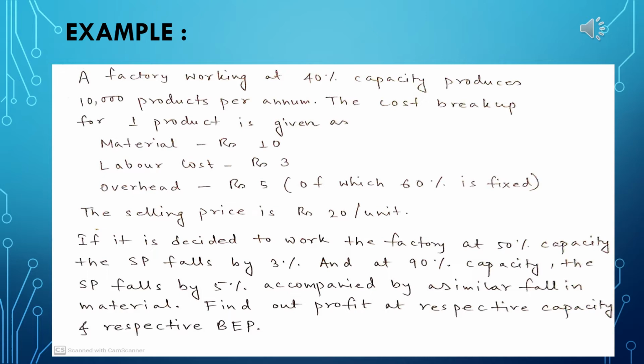Furthermore, it has been said that if it is decided to work the factory at 50% capacity, the selling price falls by 3%, and if the factory is working at 90% capacity, the selling price falls by 5%, accompanied by a similar fall in the price of materials. What we need to find out is the profit at respective capacity and the respective break-even points for the factory.